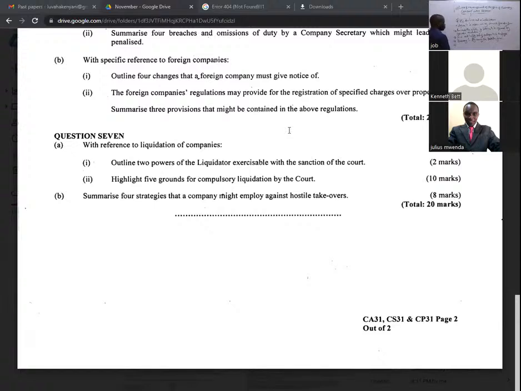They can also do what we call a counter offer. So they can buy Safaricom themselves, defending themselves by doing a counter offer. So they give a counter offer. They'll also use that particular strategy.